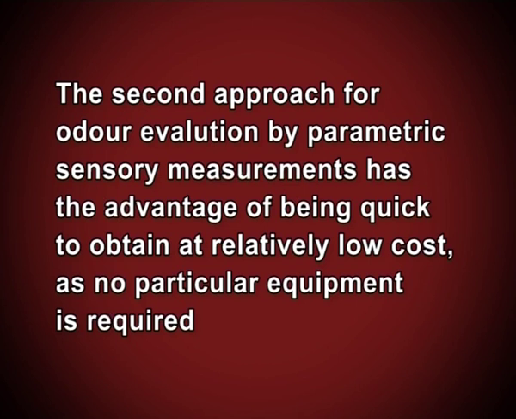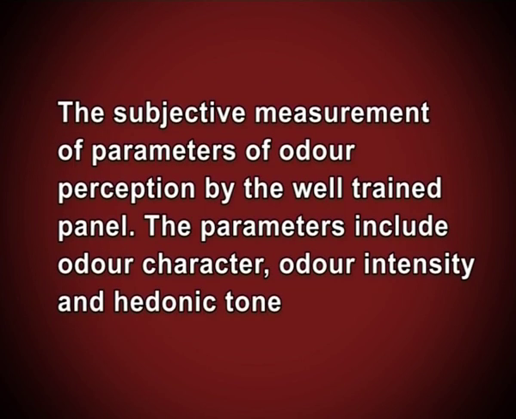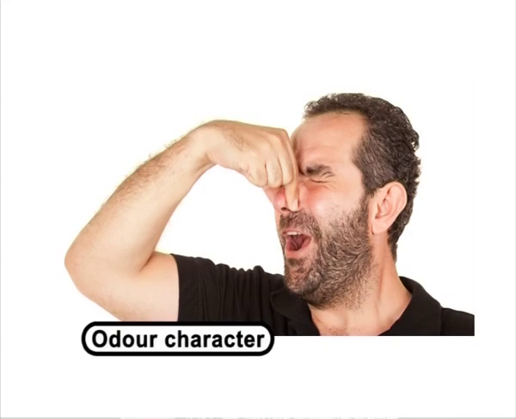The second approach for odor evaluation, by parametric sensory measurements, has the advantage of being quick to obtain at relatively low cost, as no particular equipment is required. It is the subjective measurement of parameters of odor perception by a well-trained panel. The parameters include odor character, odor intensity, and hedonic tone. Odor character, often called odor quality, is a nominal scale of measurement. Odors can be characterized using a reference vocabulary with a standard list of descriptor terms.